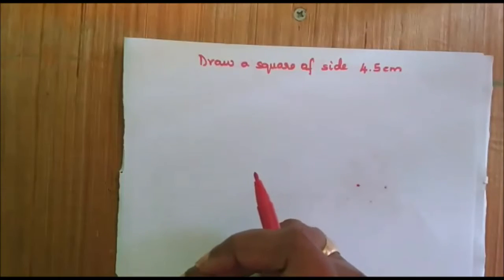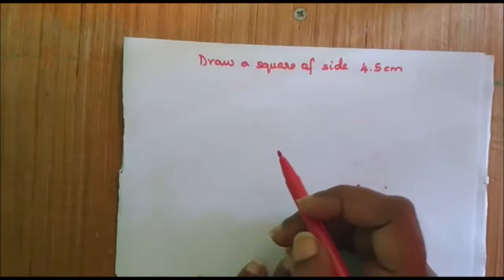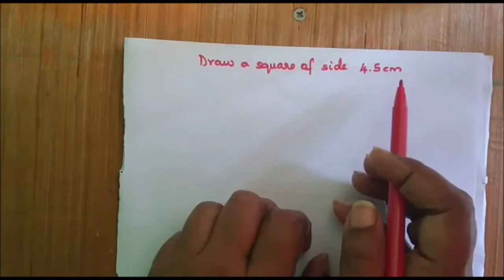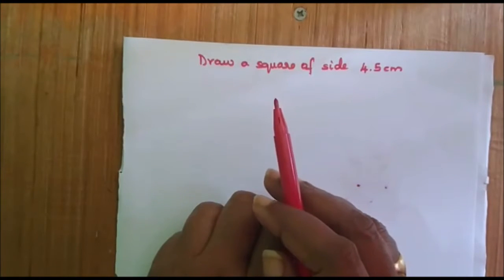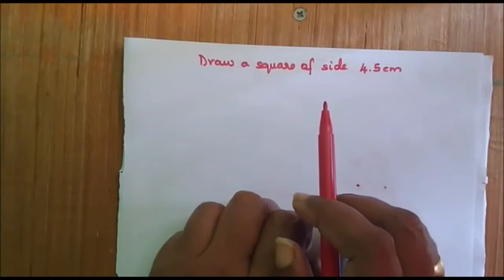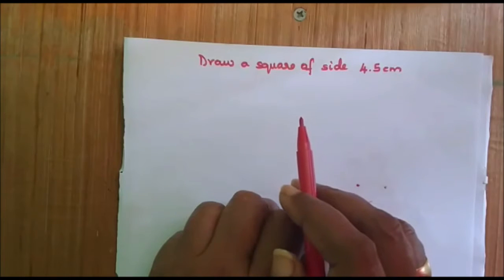Hello friends, this is a continuation of the chapter Practical Geometry. Now we are asked to draw a square of side 4.5 centimeter. So these are all special cases. We are not given any other dimensions of the square. Okay. So we know some properties of the square.